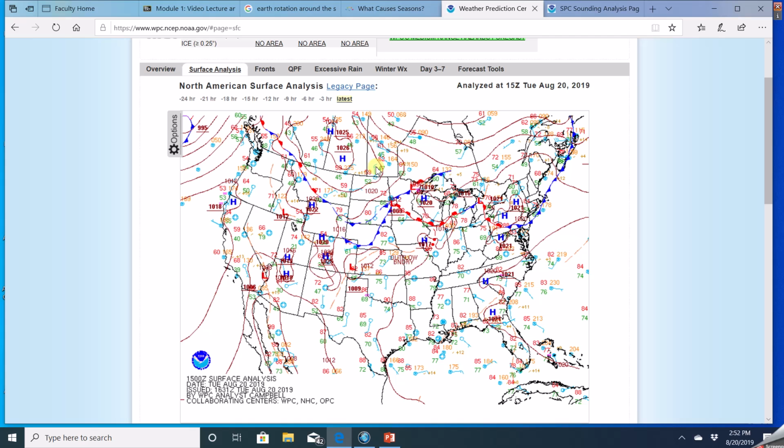If you were along this direction, you are having cold advection. Same thing here, you're having warm advection. So now you can actually see on a weather map cold and warm advection.